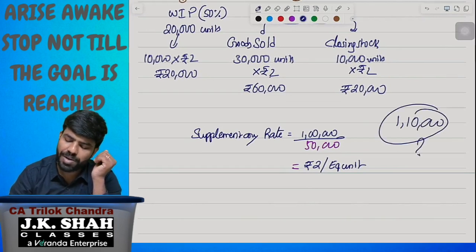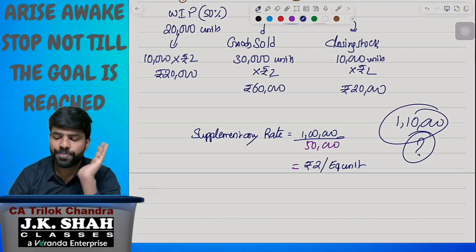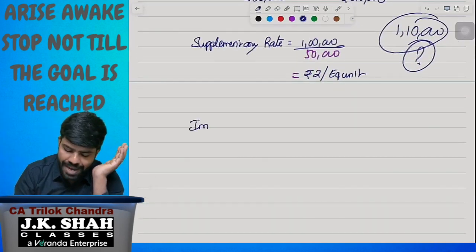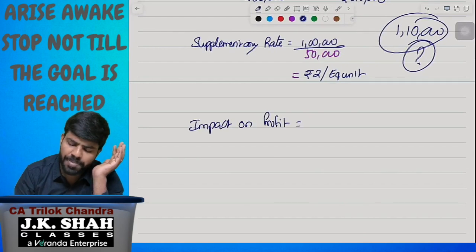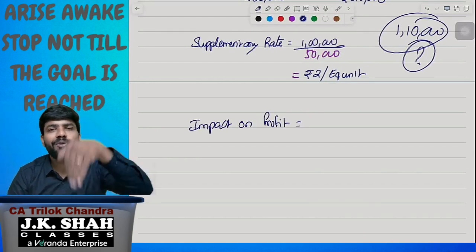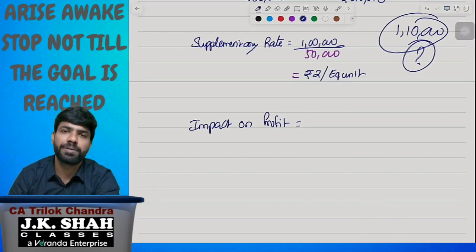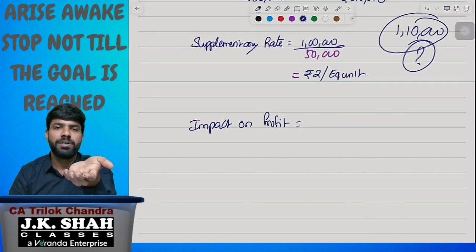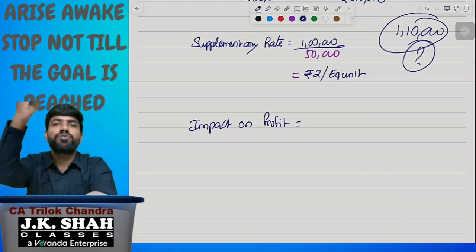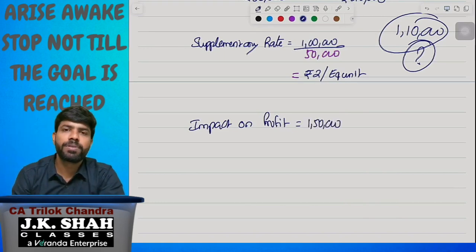Now the biggest question mark is, sir, how do you arrive at 1,10,000? I'll tell you. Impact on profit equals... many people say 1,50,000 as the answer. We accounted 1,50,000. Under accounted means which is unaccounted. Now we are accounting. When you account the cost, profit is going to be decreased. How much did we account? 1,50,000.